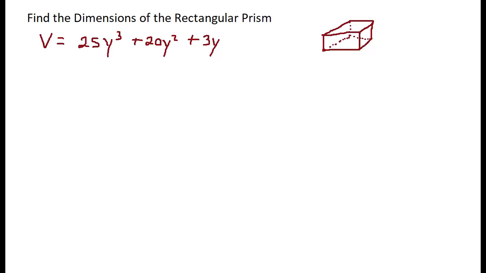First thing we're going to do is get rid of that cube function. You notice there is a y in every term. So we're going to factor out our greatest common factor, which happens to be y. So factoring out a y, we're going to say y times 25y squared plus, dividing out a y, 20y, and factoring out the y, plus 3.